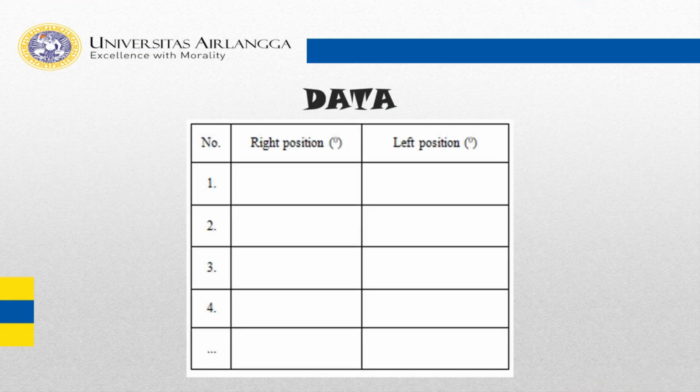Here is your data. Based on the table as you can see in this video, you will get the information about the right position and the left position of the diffraction angle that you already measured in the previous procedure. And also from this data you have to calculate the wavelength of the light. So be careful in your calculation, discuss with your teaching assistant, and do your report.